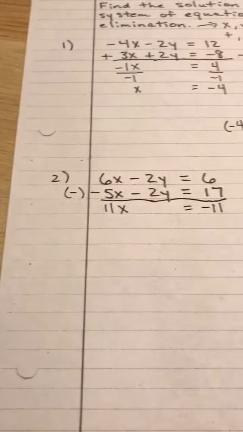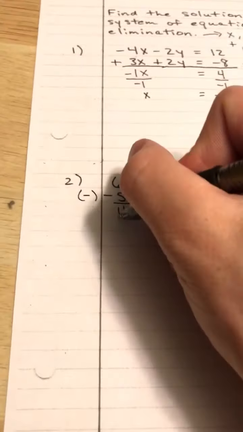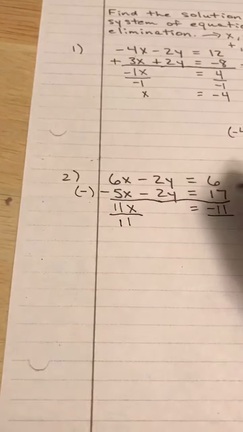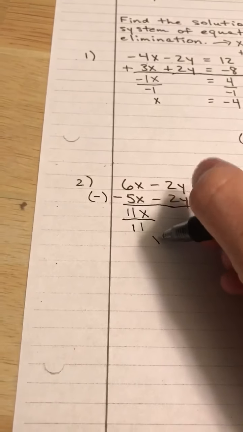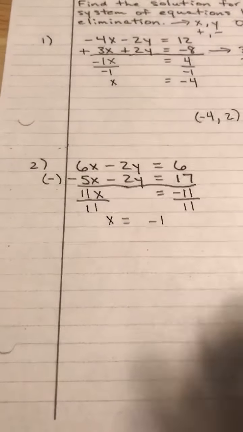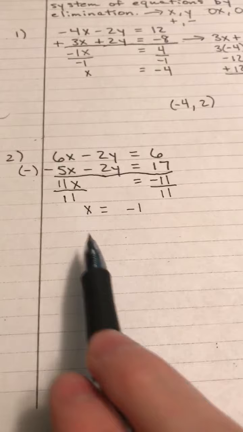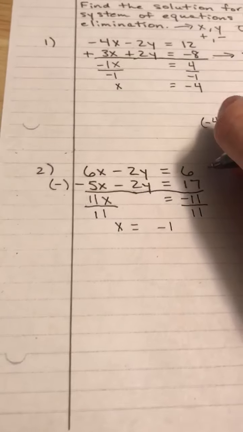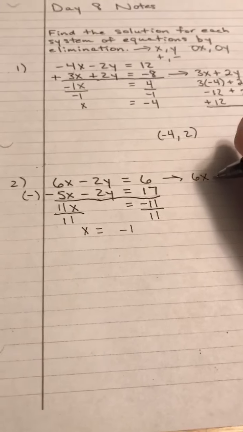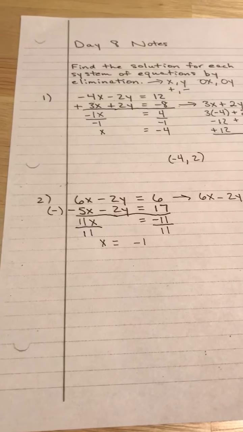Okay? So now what we've got is 11x equals negative 11. I divide both sides by what's in front of the x, so I'm going to divide both sides by 11. And when I do that, I get x equals negative 1. Okay? Now, let's plug this back into whichever equation we want. I'm going to choose the top equation this time. So let's rewrite the top equation. I've still got that 6x minus 2y is equal to 6.